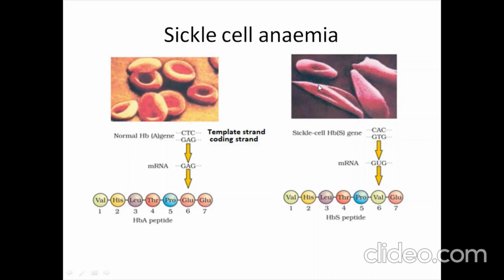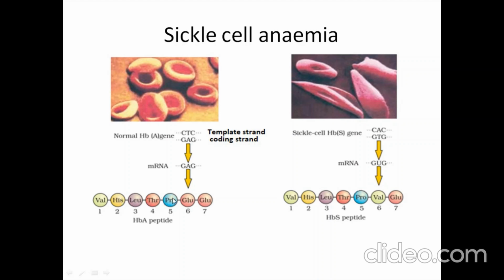Now, let's see why this change in shape of RBCs occurs. Hemoglobin is made up of 4 polypeptide chains, 2 alpha chains and 2 beta chains. In the beta chain, you can see, normally the 6th amino acid is glutamic acid. But in sickle cell anemia, this glutamic acid is replaced by valine. Now let's see why this happens.